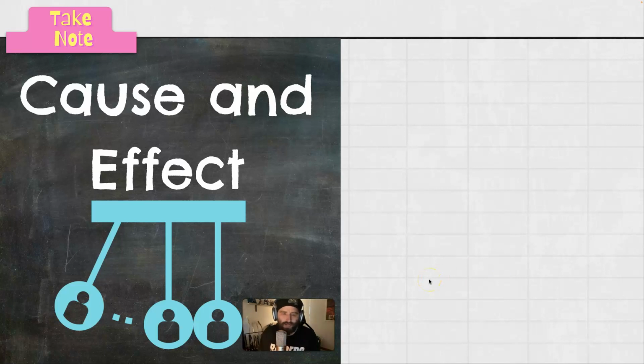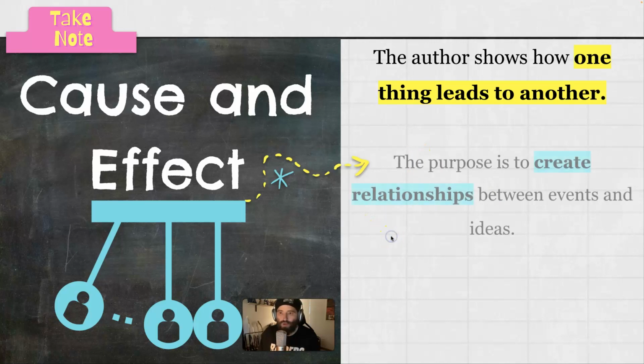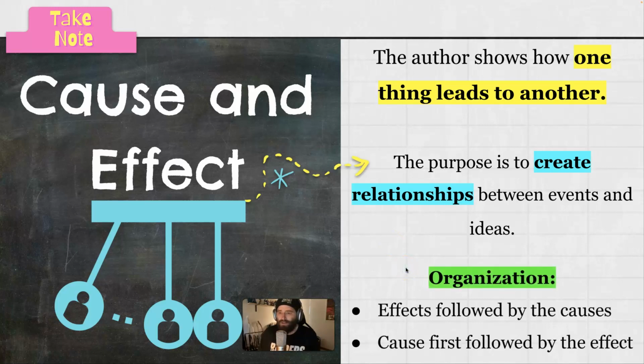Now with cause and effect, this is probably the most used one on our SOL test. This is probably the most used one on assessments given, and it can be one of the harder ones to grasp. So the author shows, I think that's why they ask it. So the author shows how one thing leads to another, and the purpose is to create a relationship or relationships between events and ideas. And it is organized in a way where effects are followed by the causes, or cause is first followed by the effect, one or the other.